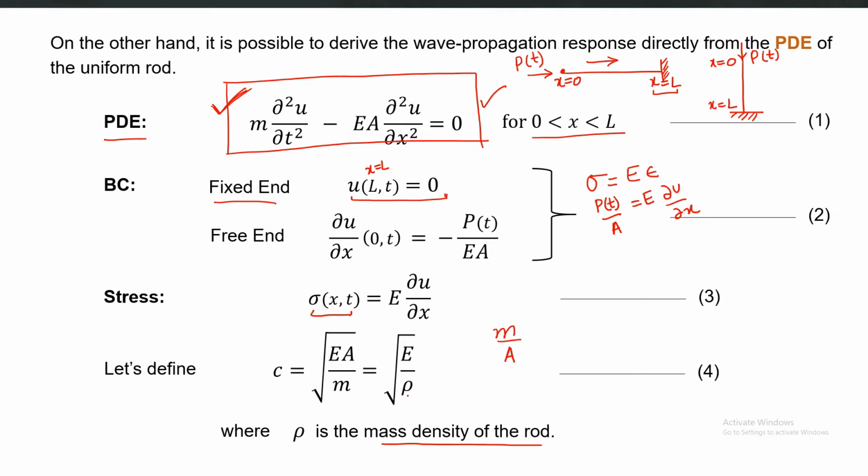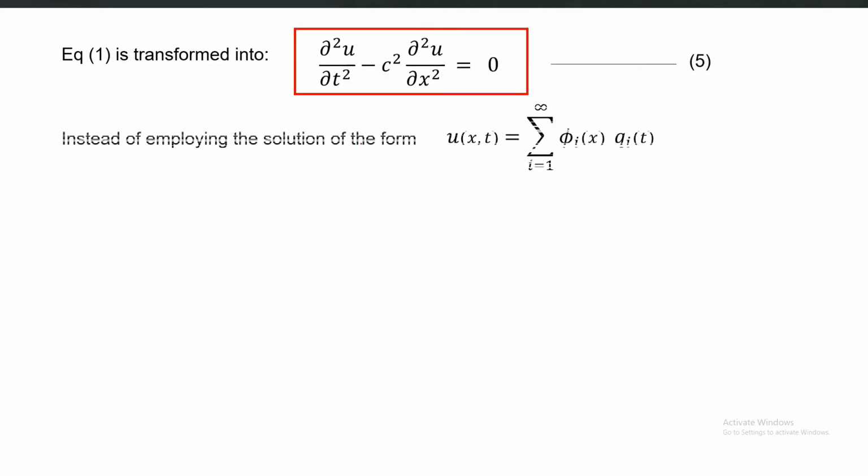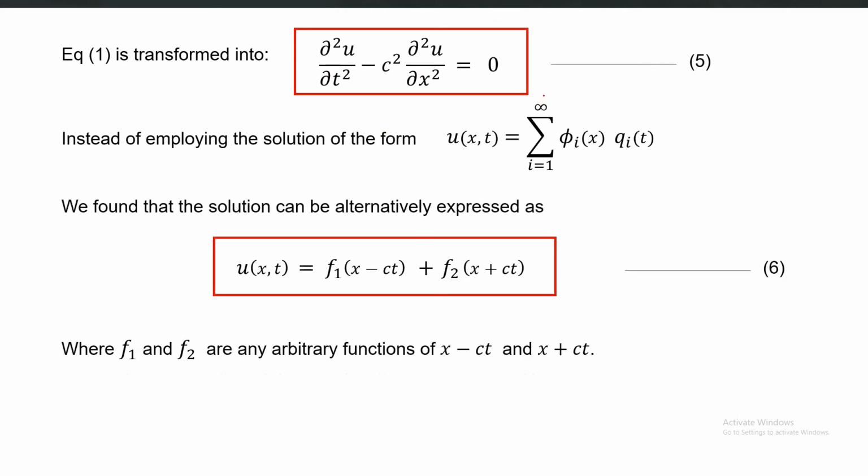This definition will simplify our calculations, because if we divide this whole equation by m, we cancel m here, but EA over m will become c square. So this constant will simply be replaced by c square. Now we have a relatively simpler form of that equation by the introduction of this new constant c.